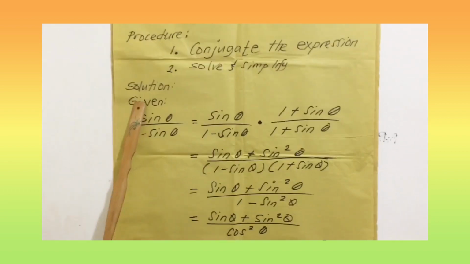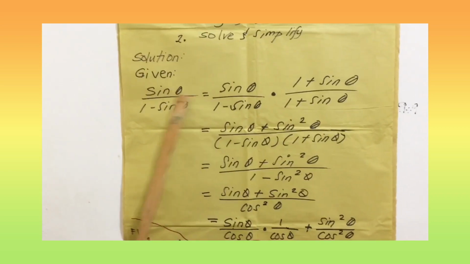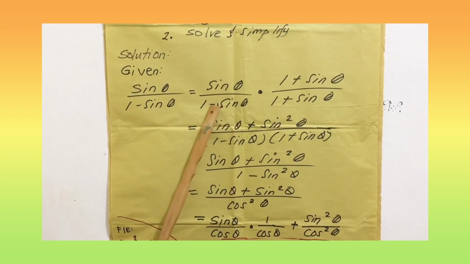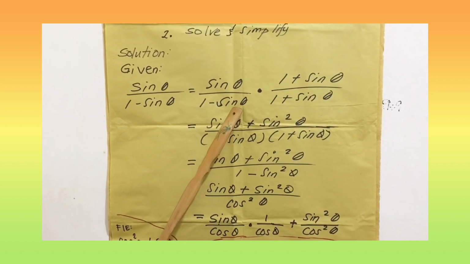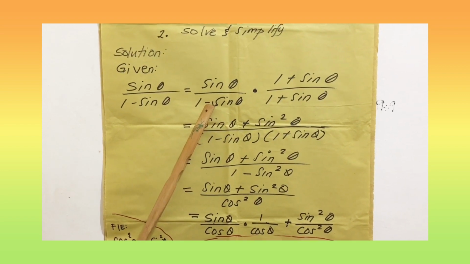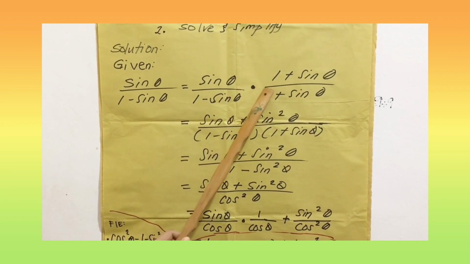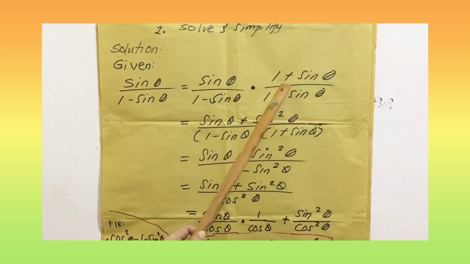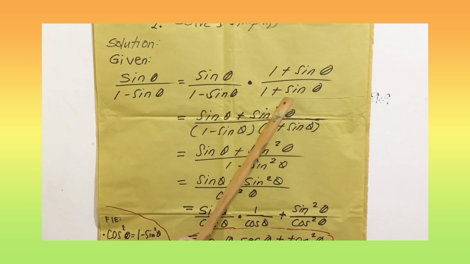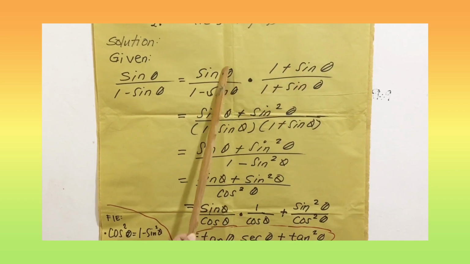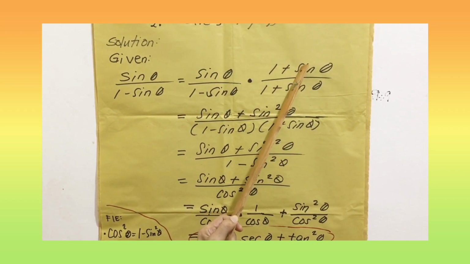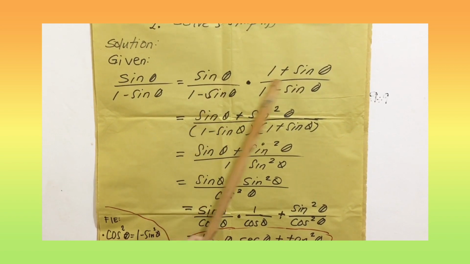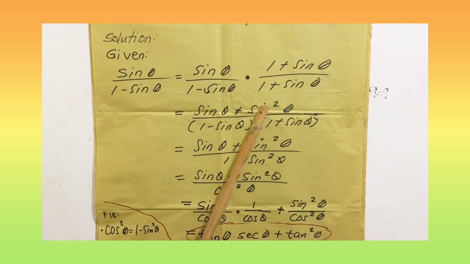So for our solution, let us write the given. Sine theta over 1 minus sine theta is equal to sine theta, copy first, over 1 minus sine theta. Then we conjugate: if the sign is negative, it becomes positive. So we multiply by 1 plus sine theta over 1 plus sine theta, the same in the numerator and denominator. After that, we multiply the numerator by the numerator. So sine theta times 1 equals sine theta, plus sine theta times sine theta equals sine squared theta.